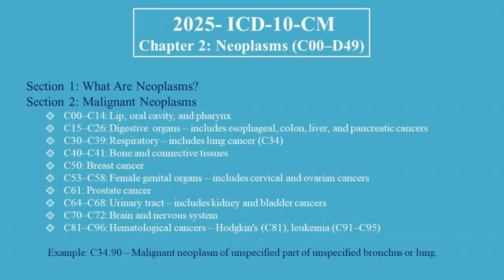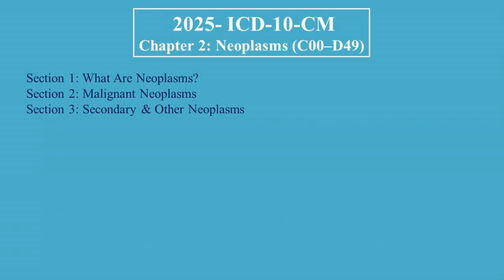Example: C34.90, malignant neoplasm of unspecified part of unspecified bronchus or lung. Section 3. Secondary and other neoplasms. When a cancer spreads, it's called metastasis or a secondary neoplasm. These are coded C77 to C79.